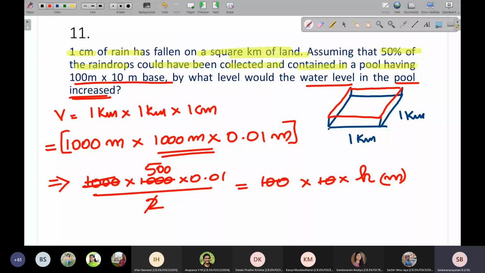I can thus conclude that the water level in the pool, collected because of this rainfall, corresponds to 5 meters. That is the increase in the water level that happened in the pool. So h equal to 5 meters is the answer for our question. Is this explanation clear to you? Any doubt?